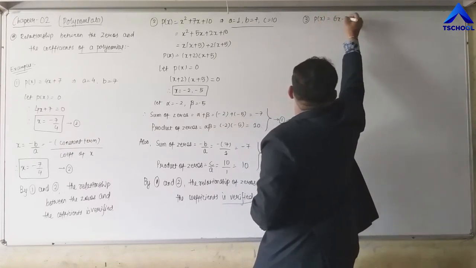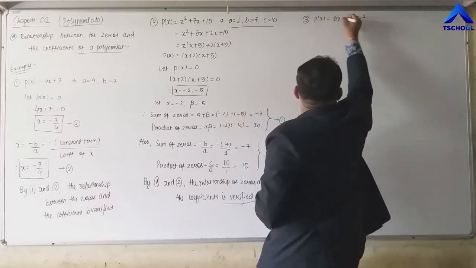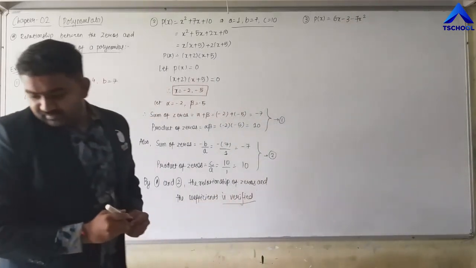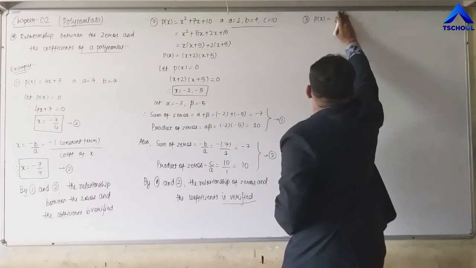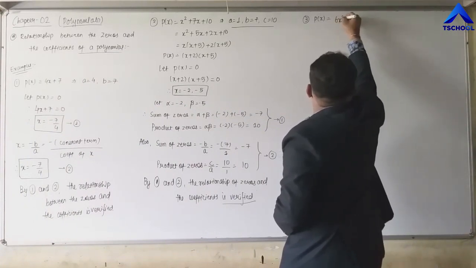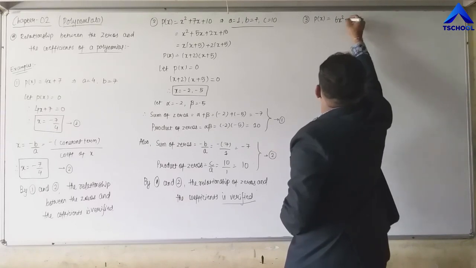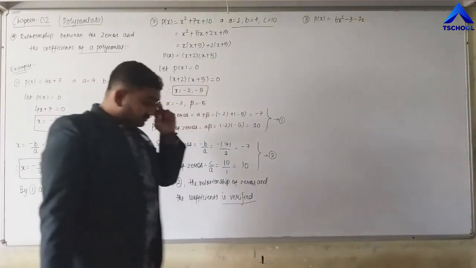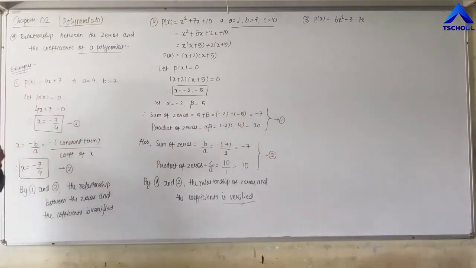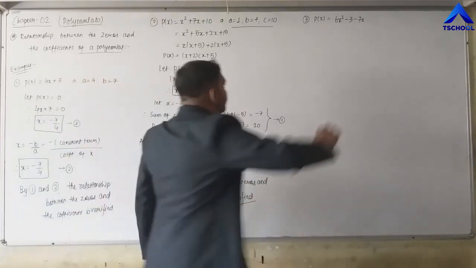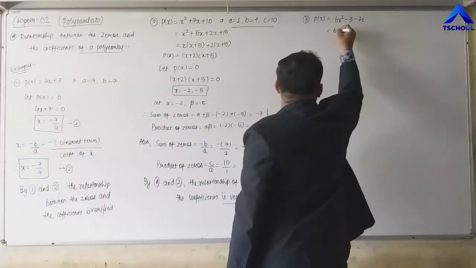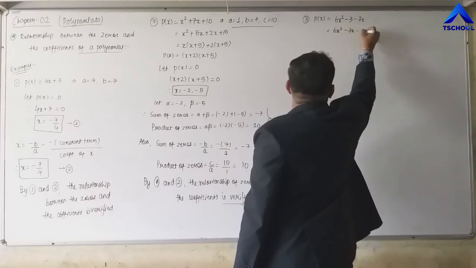P of x is equal to 6x minus 3 minus 7x. Right, sorry, I made a mistake writing over here. That was 6x square minus 3 minus 7x. Right, so you can clearly observe here that first of all the terms given to you are not arranged. So first of all let us try to rearrange the terms: 6x square minus 7x minus 3.